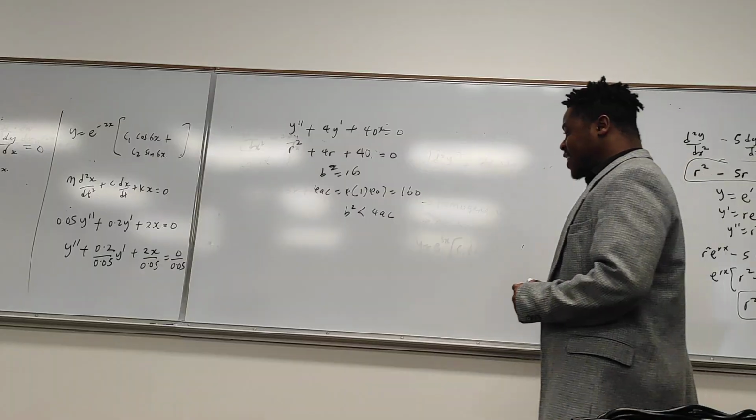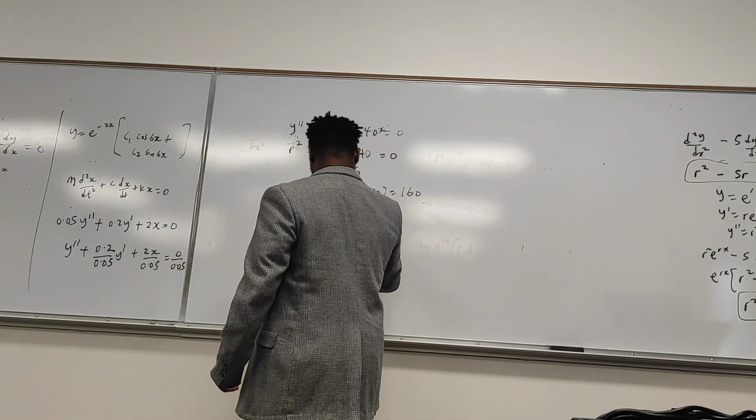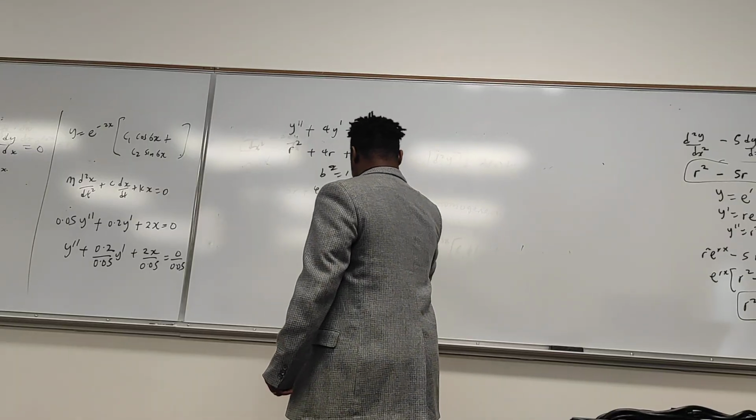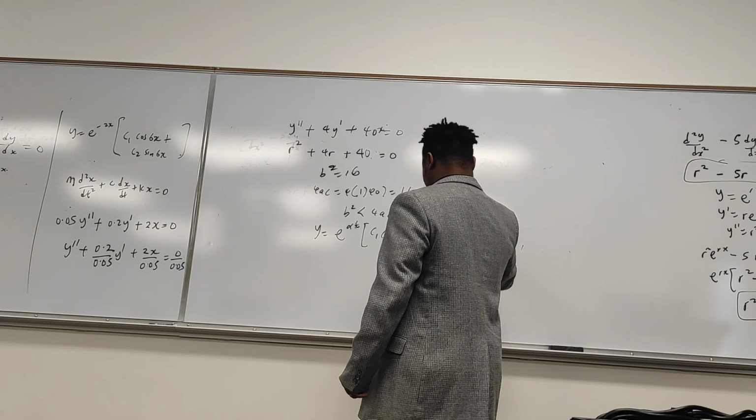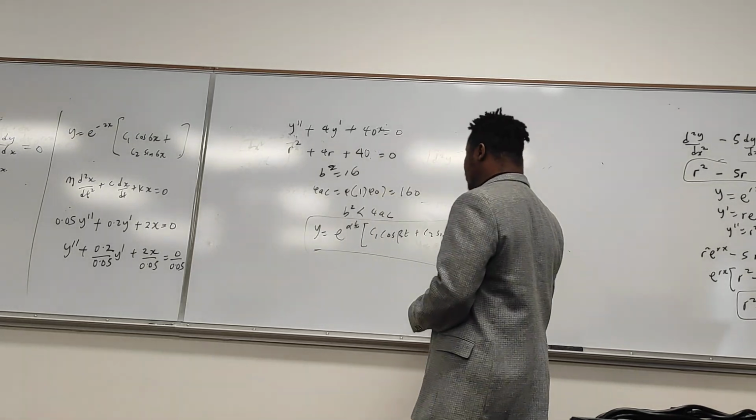So if that's the case, we know that our solution y will be exponential alpha x. This time our x is t, alpha t. C1 cos beta t plus C2 sin beta t. Please cross-check this if this is correct or not. You can check your notes.